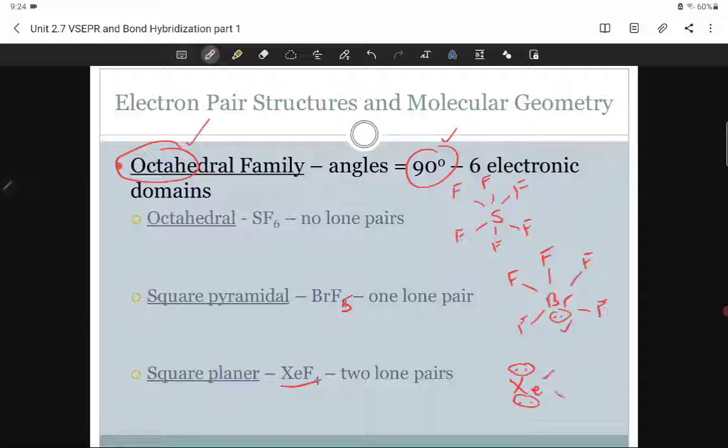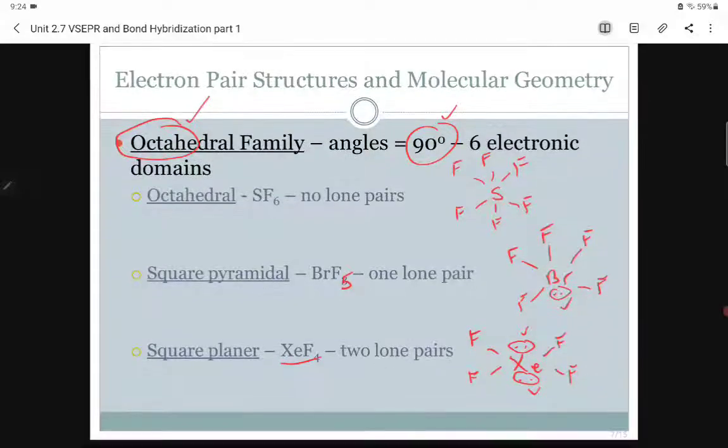These repel each other equally. So actually you're back to 90 again. These are going to be perfect 90-degree angles with that one. Again, difficult to see this two-dimensionally, much easier to see it three-dimensionally.